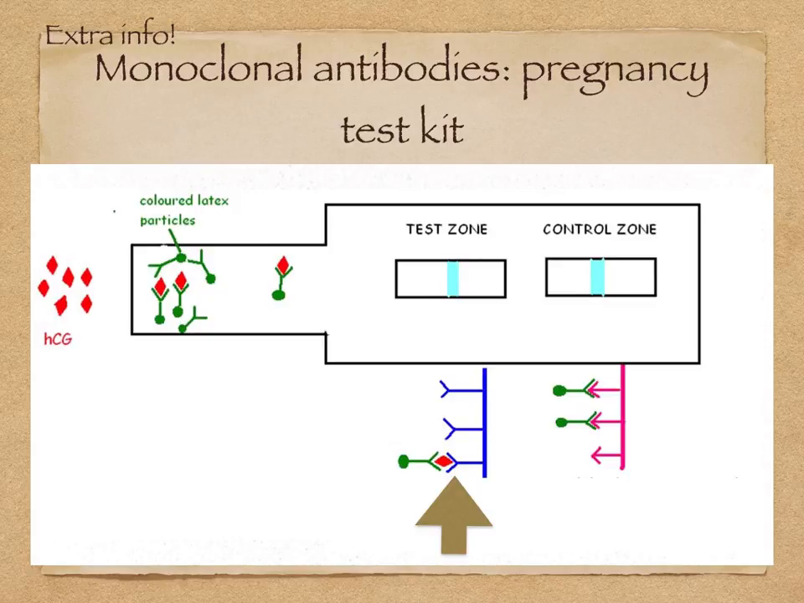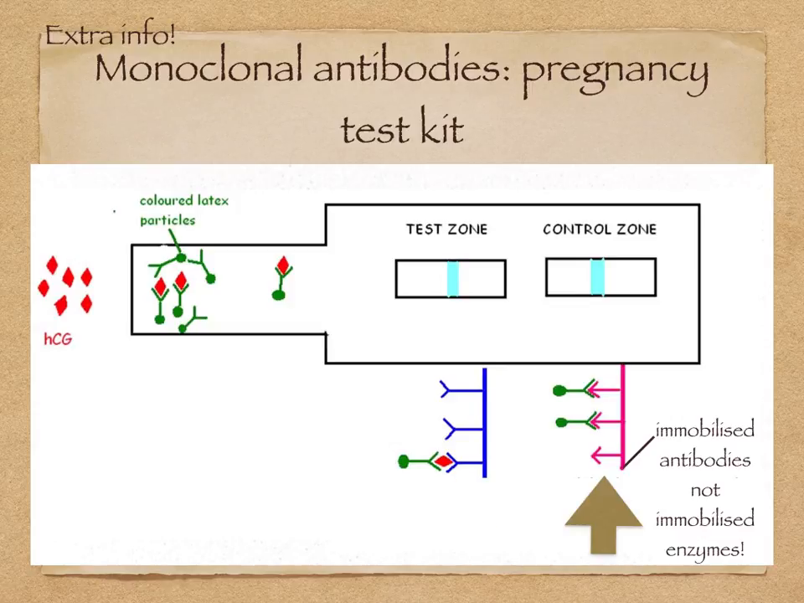This antigen-antibody complex then moves along the dipstick until it reaches the test zone, where it comes into contact with immobilized antibodies that are represented by the blue. These bind, and this is where you get your first line in the pregnancy test kit. The antibodies that aren't attached to the HCG then attach to the next zone of immobilized enzymes. This is the control zone and forms the second line in a pregnancy test kit.